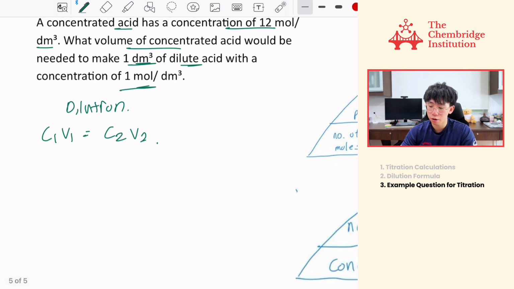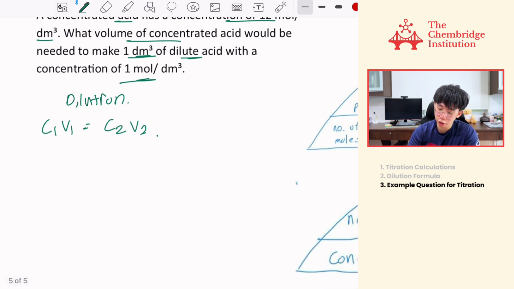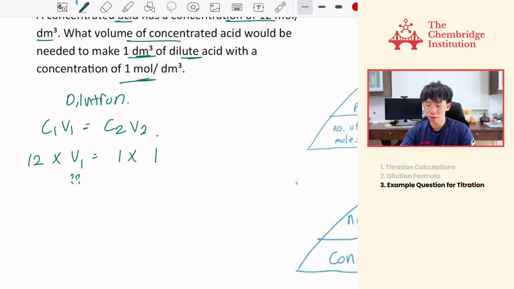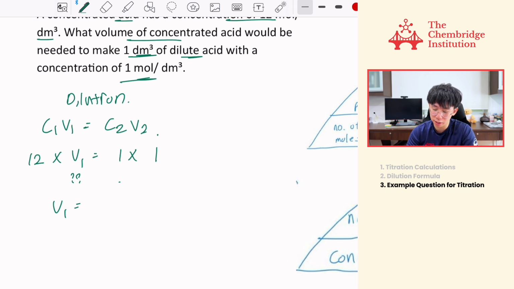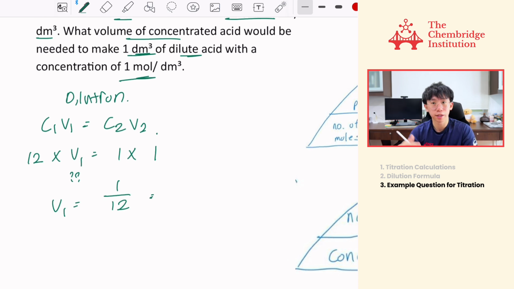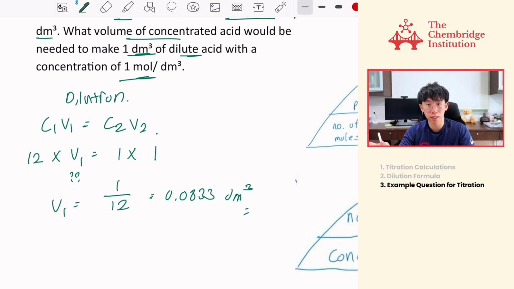So if you plug it in, right, you have a concentration of 12 mole per dm cube, right, times a certain volume which you're trying to find, and then you're going to get 1 mole per dm cube times 1 dm cube at the end. So if you do this, you can easily calculate the volume out already. So this volume is actually just 1 divided by 12, which gives you a value of about 0.0833 dm cube. So using this formula, you can easily just find out how much volume you needed in the first place as well.